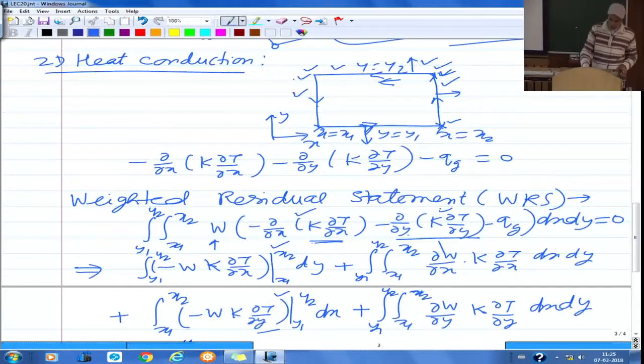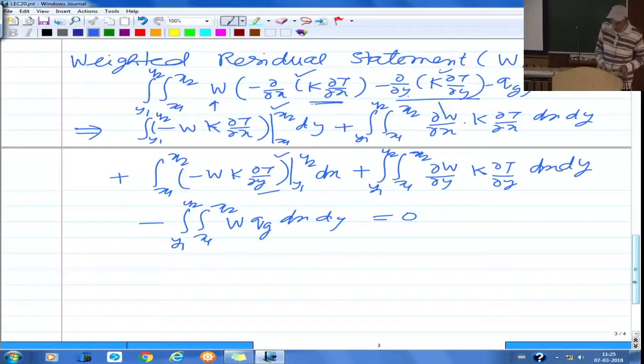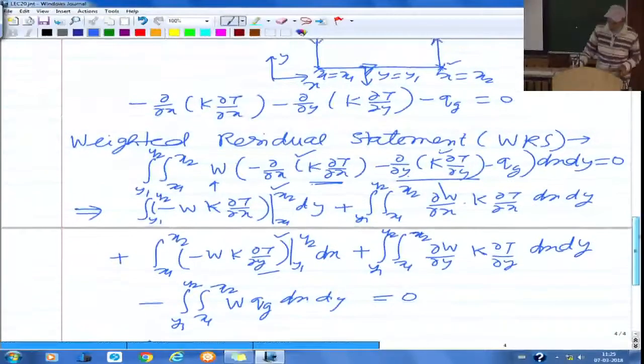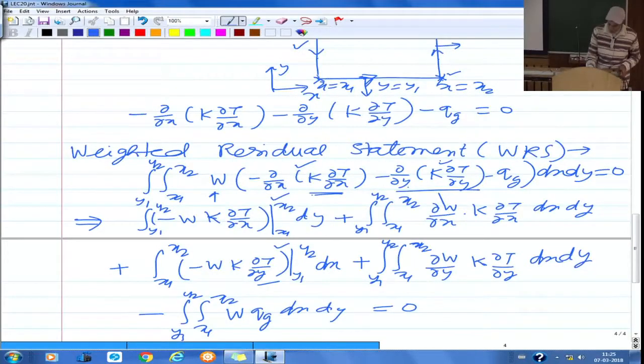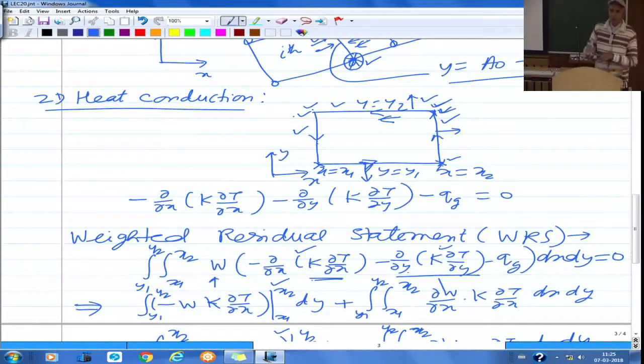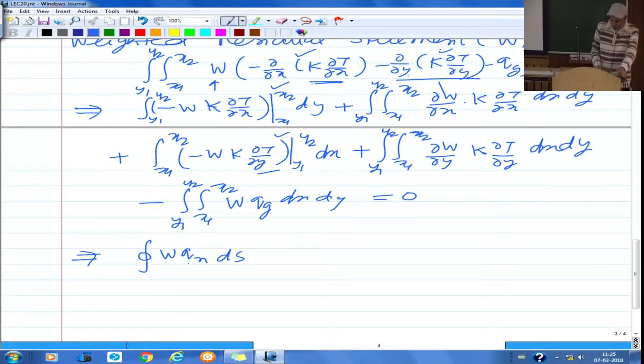Similarly, you can argue about this. Finally, all the 4 boundary terms together can be written as a cyclic integral. This integral means along the closed boundary, of the weight function w into qn ds. ds is essentially a path coordinate along the direction of integration. Say this point is s equal to 0, then you are going from here to here, and s is varying from some value to some value, and then from here to here. So s is a distance coordinate, and I can write this as w qn ds.